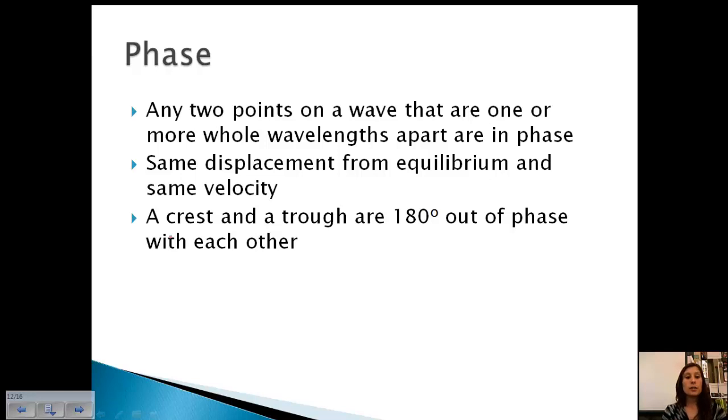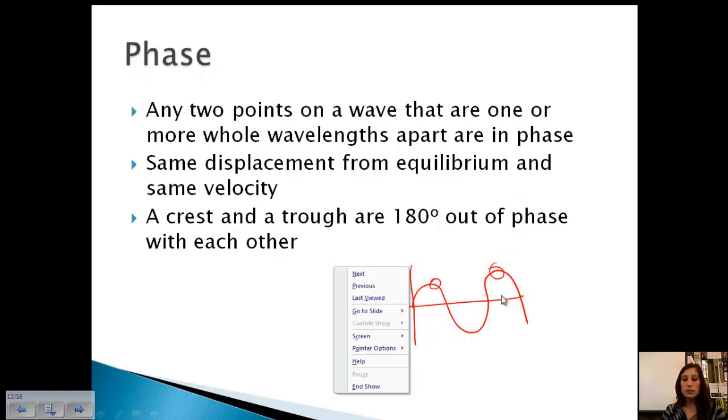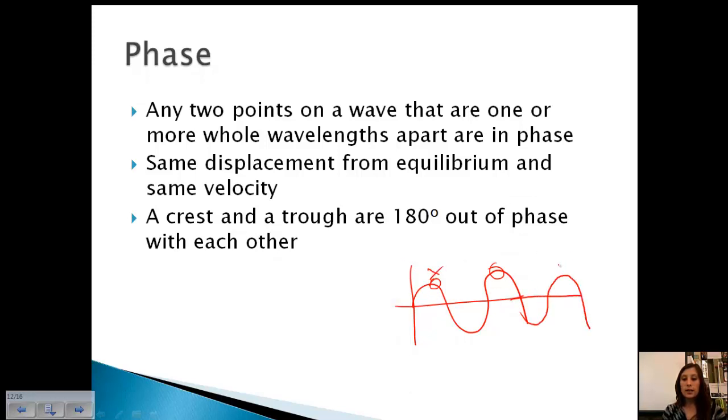Another characteristic of waves that we can measure is phase. So any 2 points on a wave that are 1 or more wavelengths apart are in phase. And so they have the same displacement from equilibrium and the same velocity. So we would say that the crest and the trough are 180 degrees out of phase with each other. If we looked at our example of the wave again, we would say that maybe this point and this point are in phase because they're a whole wavelength apart. We could also continue that and say that this point and this point are in phase because now they're 2 wavelengths apart.